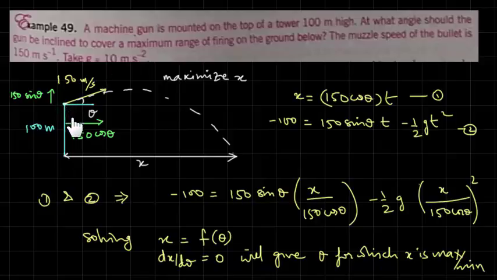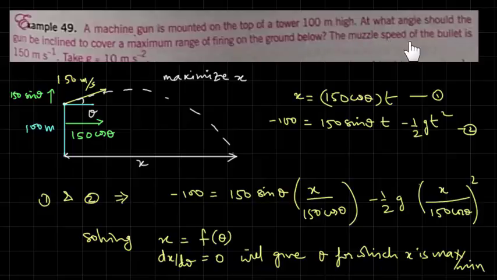then the bullet will just fall like this, and if the angle is very high like this, then also it will go like this and then fall like this. So in between this angle and this angle, there has to be some angle where the range is maximum. So that's what he's asking, at what angle should the gun be inclined to cover a maximum range of firing on the ground below. Muzzle speed of the bullet is 150 meter per second.